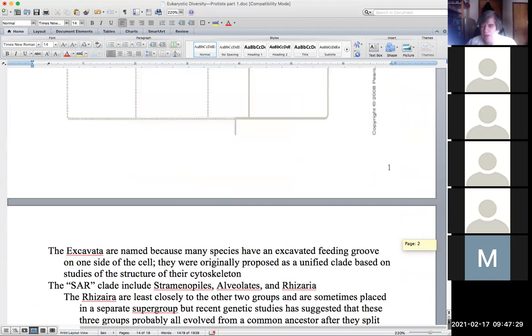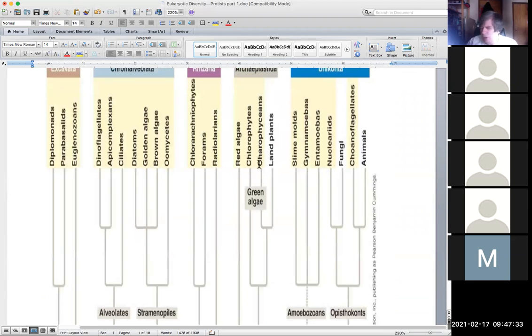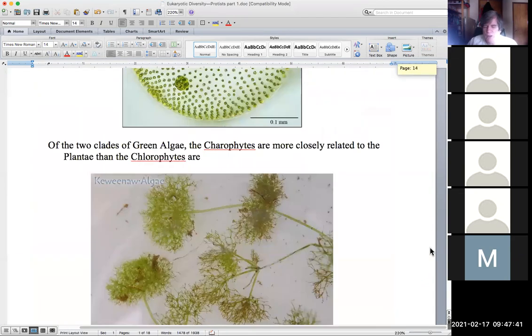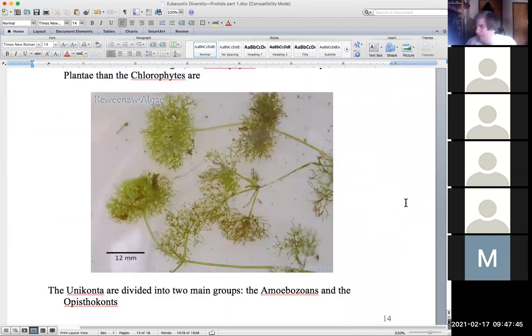If we go back to our original drawing, notice that the charophytes branch off from the land plants later than the chlorophytes. So the charophytes are more closely related. So we want to keep that in mind. And we're just about ready to start our last big group, our last superclade of protists. But I think we'll wait until tomorrow to do that.